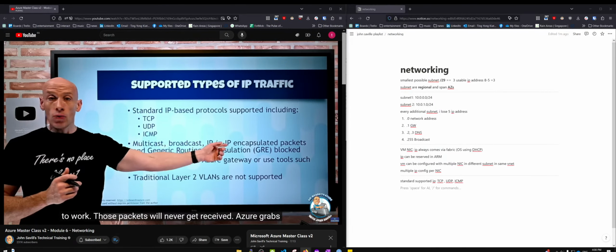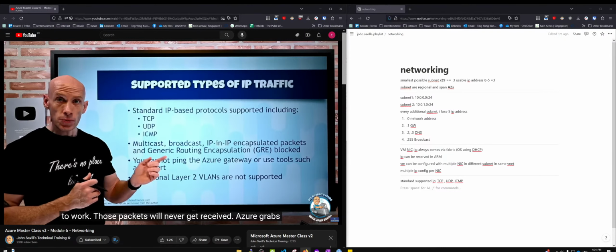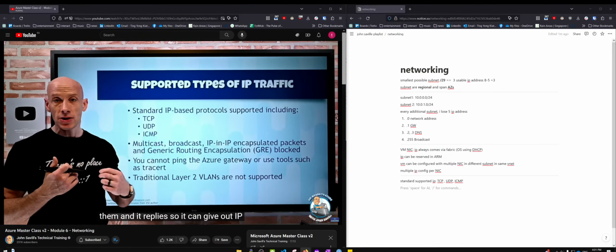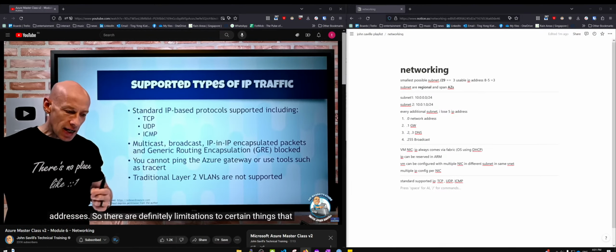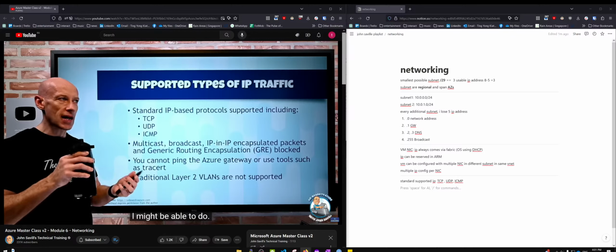I can't deploy my own DHCP server. It's not going to work. Those packets will never get received. Azure grabs them and it replies so it can give out IP addresses. So there are definitely limitations to certain things that I might be able to do.